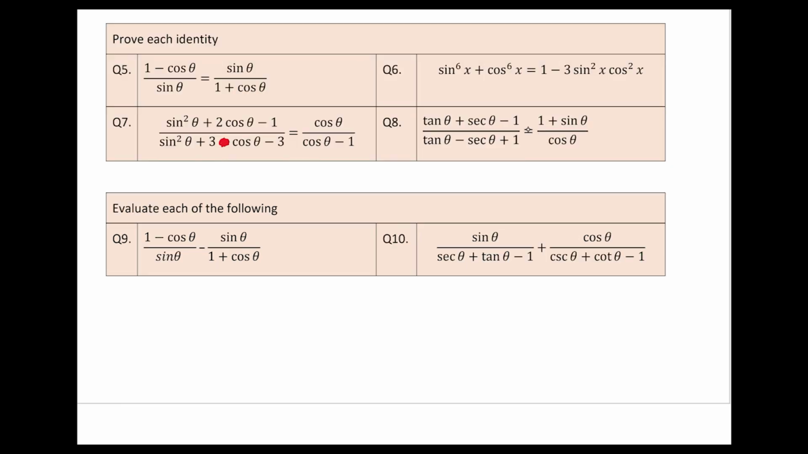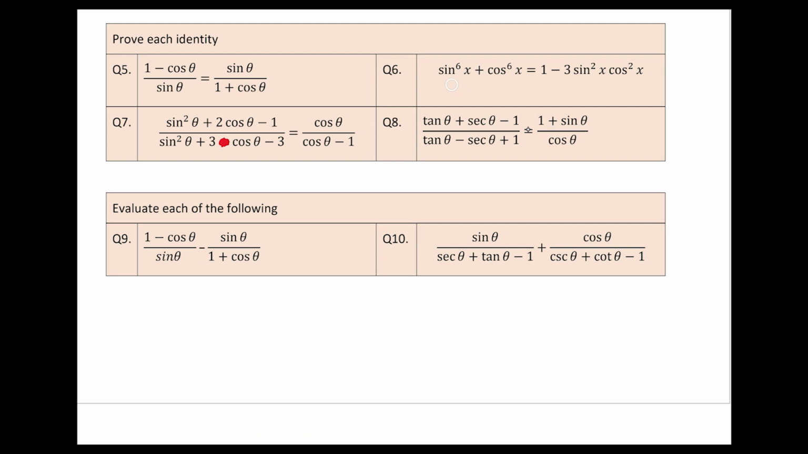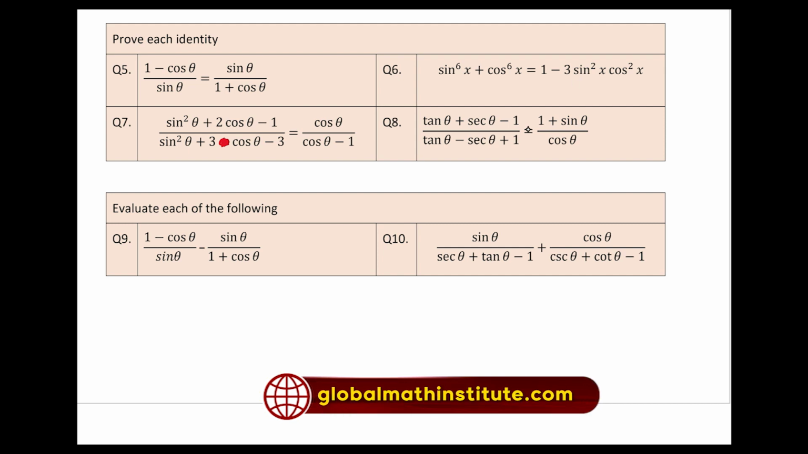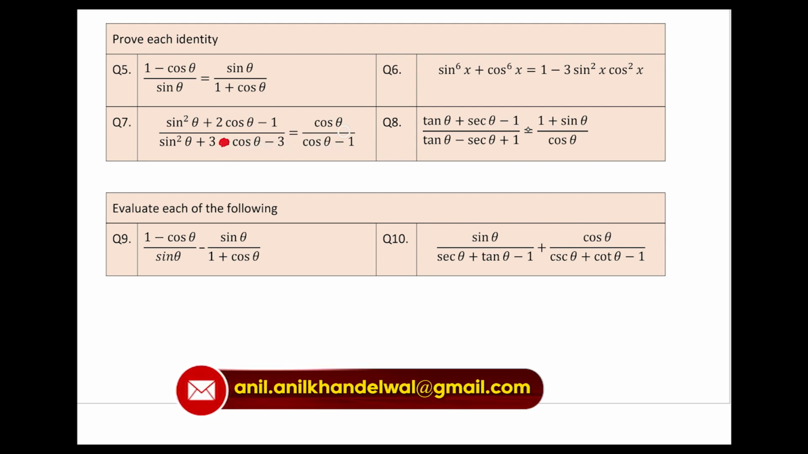Now, let's look into questions 5 to 10. Question number 5. 1 minus cos theta over sin theta equals sin theta over 1 plus cos theta. Question 6. Sin to the power 6x plus cos to the power of 6x equals 1 minus 3 sin square x cos square x. Question number 7. Sin square theta plus 2 cos theta minus 1 divided by sin square theta plus 3 cos theta minus 3 equals cos theta over cos theta minus 1.